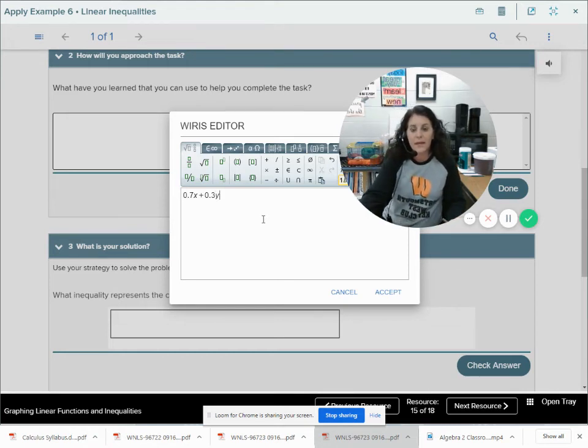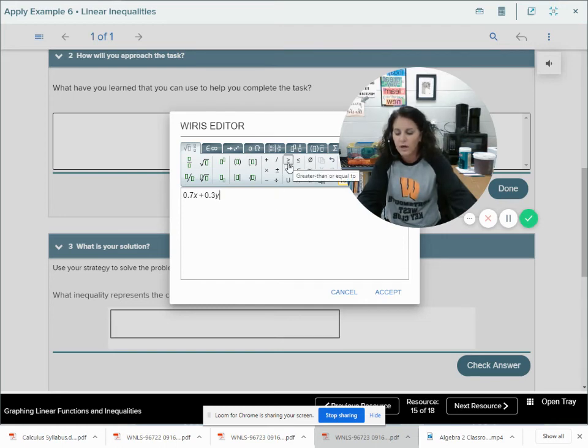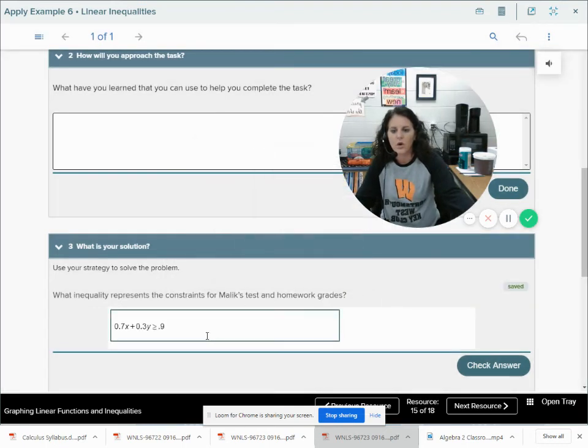And for him to get the grade he wants, what did it say? Greater than or 90% or better. If he wants it to be better than 90%, then we know he's wanting it to be greater than or equal to, because he says 90% or better. So greater than or equal to 90%. All right, so now we've got our inequality.